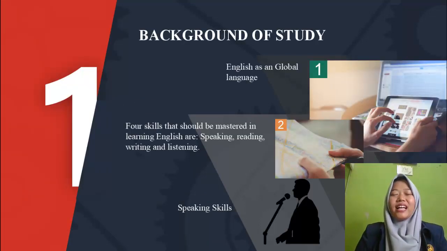Background of study. As we know together, English is a global language that can associate and connect people in the world. For example, Indonesian people go abroad and they can use English as their language to communicate with other people there. Then, there are four skills that should be mastered in learning English: speaking, reading, writing, and listening. Although, this research only focuses on speaking skills.